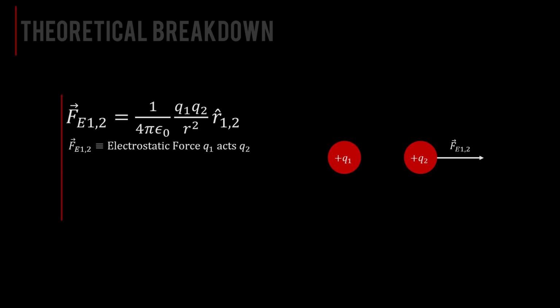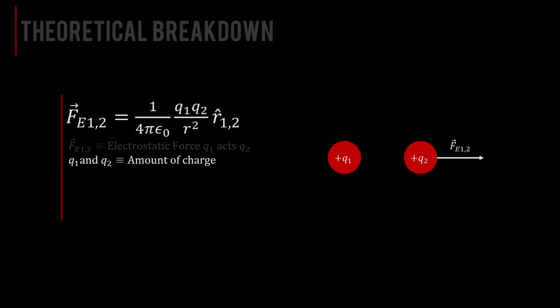Here, F vector E 1,2 is the force that charge 1 acts on charge 2. We see that because these are positive charges, this is going to act to the right because they're going to repel each other.